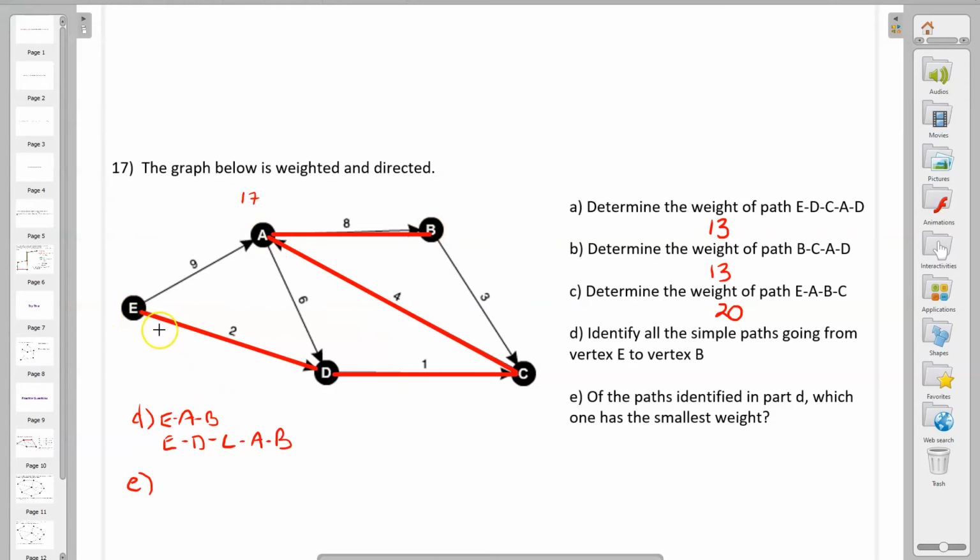Now let's look at the path that we just did. E to D is 2, D to C is 1, so we're at 3, plus 4 is 7, plus 8 is only 15. So the route with the smallest weight is actually the second one, which is longer, EDCAB.